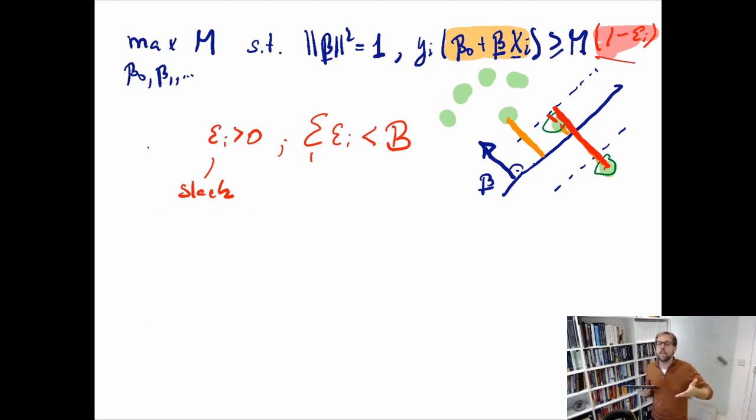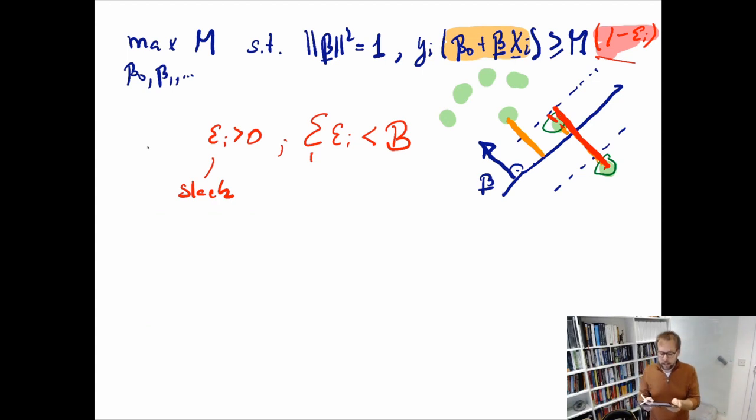I can be on the wrong side of the margin by just introducing an epsilon which is positive, because then I'm shifting my constraint to the right here, and those points which were before on the wrong side end up being on the right side if I shift it. So this is how I deal with violations, but I want to make sure that I'm constraining myself to not do that too much. So I'm giving myself an overall budget of violations.